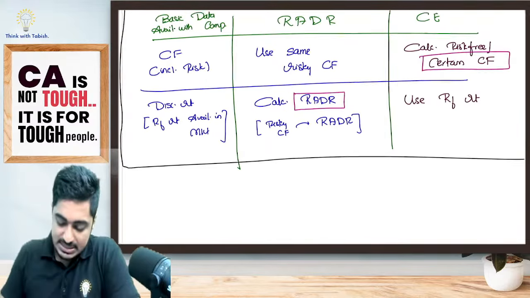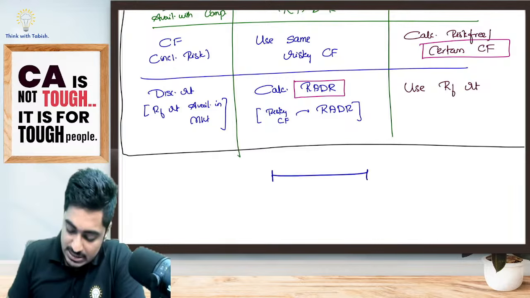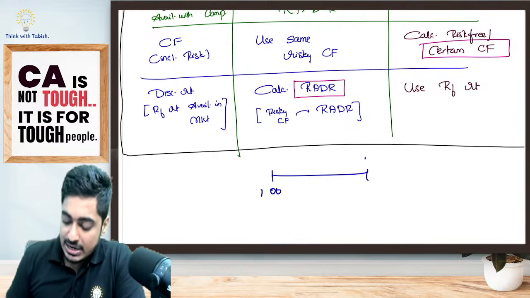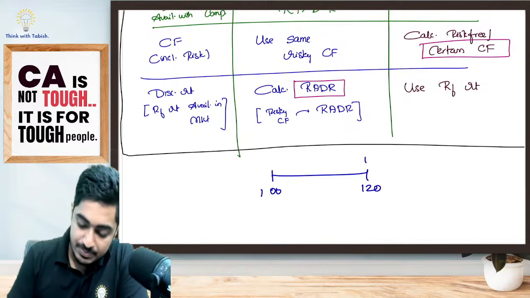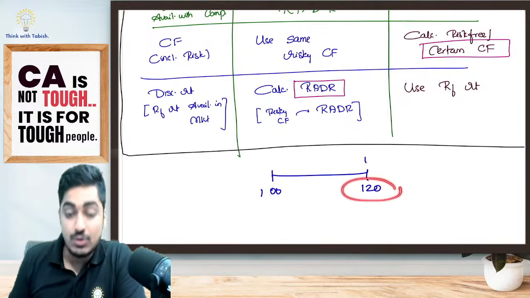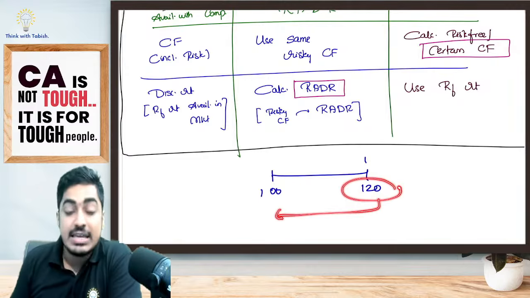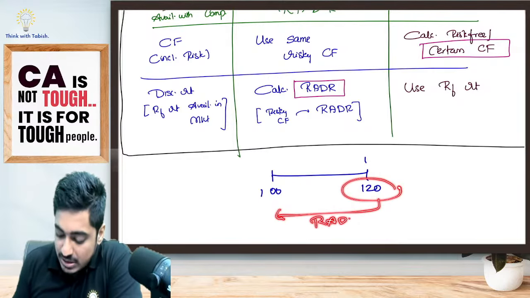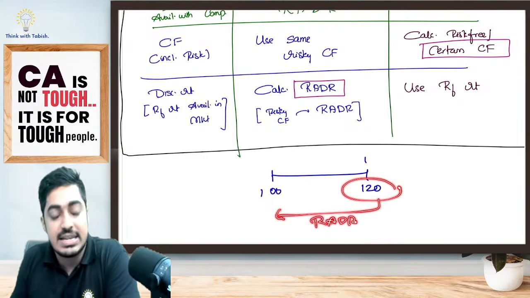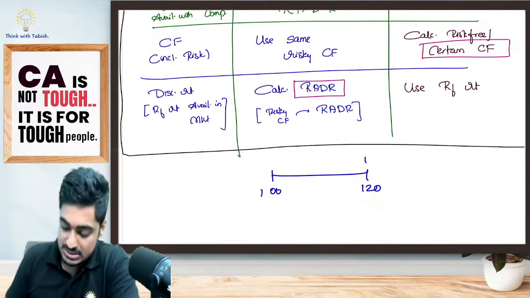Simple, students, pay attention. Today I invested 100 rupees. At the end of 1 year, I will be getting 120 rupees. Whether this 120 rupees includes risk, I am telling yes. That means when I am discounting, I will use a risk-adjusted discount rate. Okay, is this clear? This is what RADR tells.